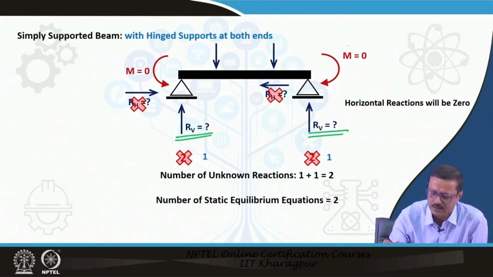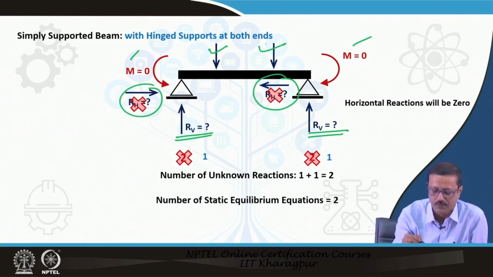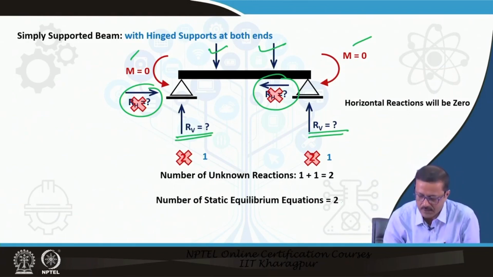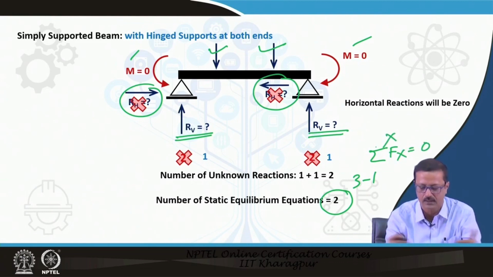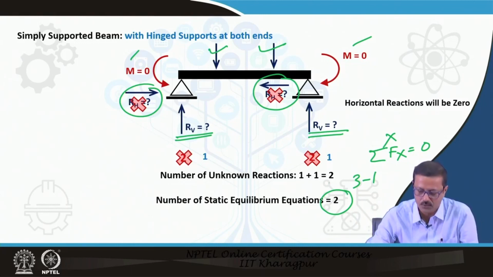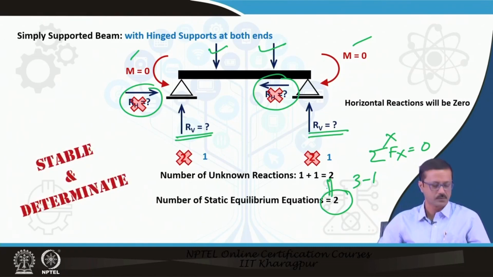These are already degrees of freedom and these 2 vanish because of the loading, the horizontal ones, and the number of static equations is now also 2. It is 3 minus 1. Why minus 1? I should not take sigma Fx equal to 0 there, because I have no question of sigma Fx equal to 0. So, this is 2 and 2. So, this is also going to be a stable and determinate kind of case.